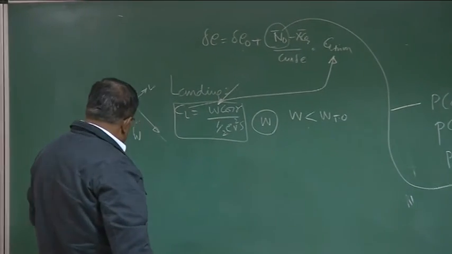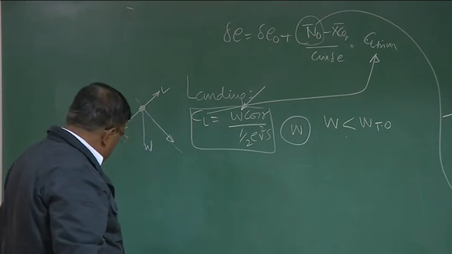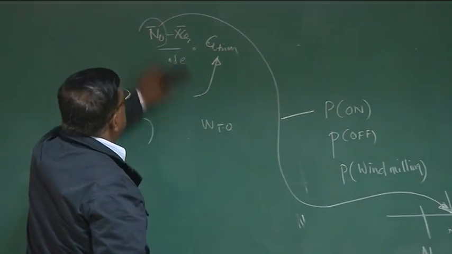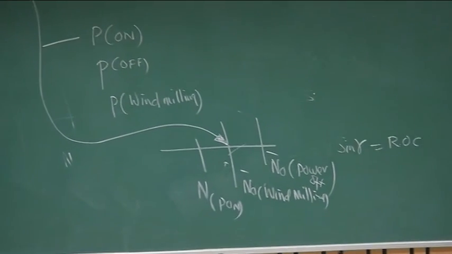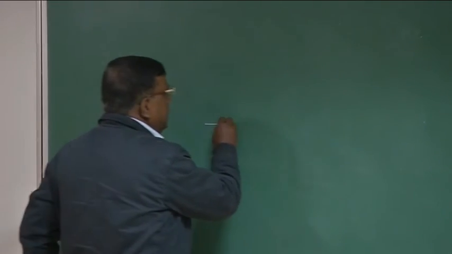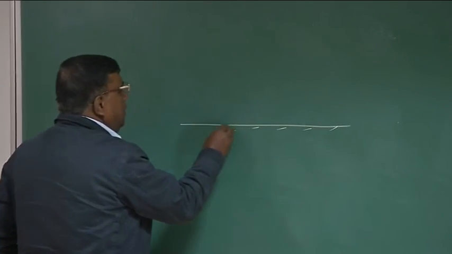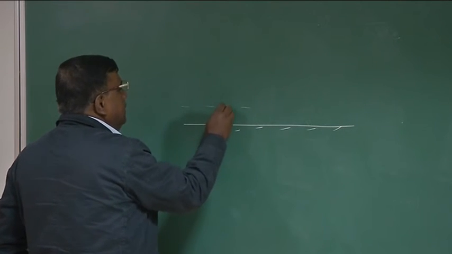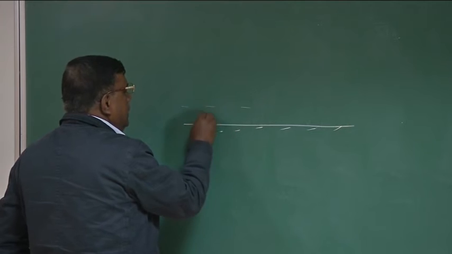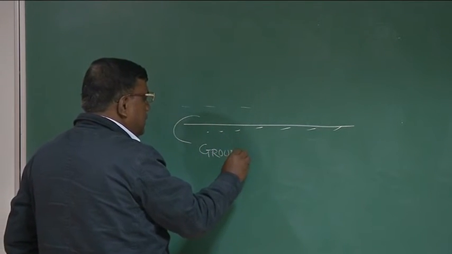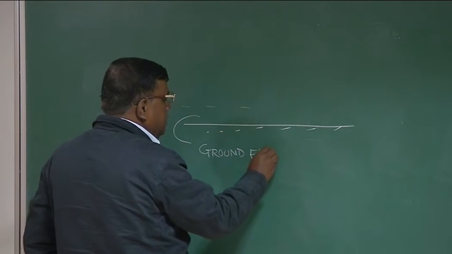But see, there is a catch. This is fine. But when you are landing, what is happening? Let's see. In flight, in cruise, you are flying in air, and you have air all through. But when you are coming for landing, at some distance, there is something called ground effect that we have talked about in our first course.